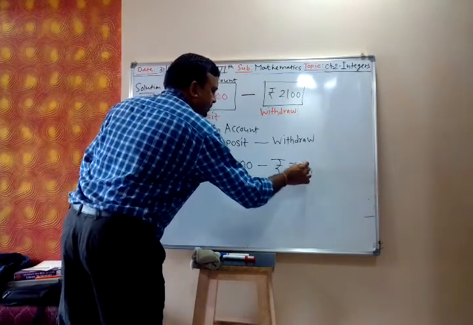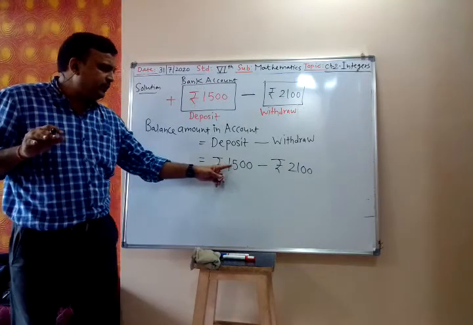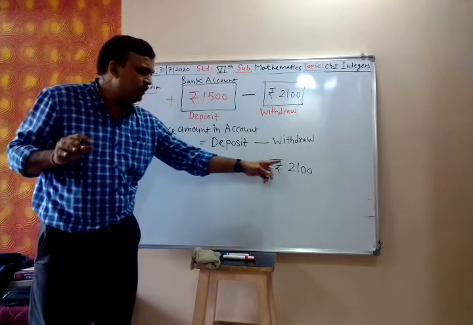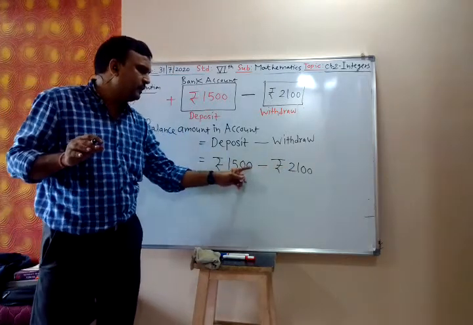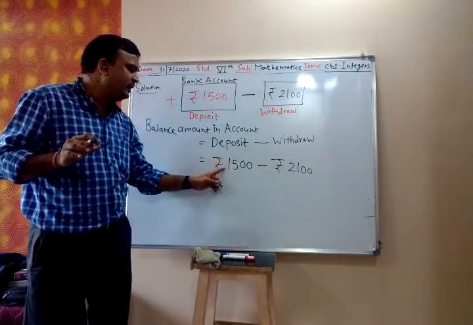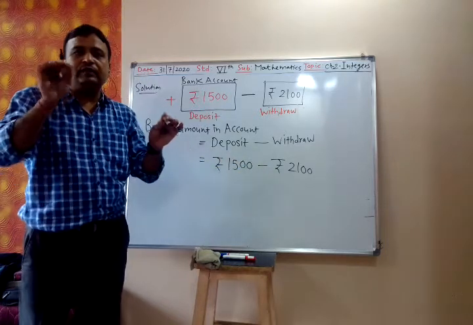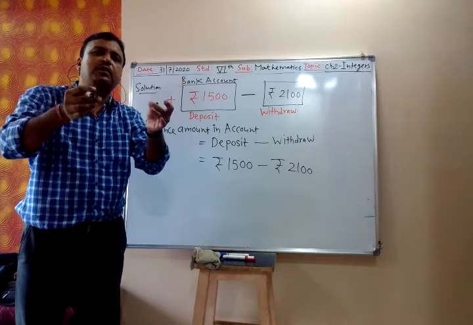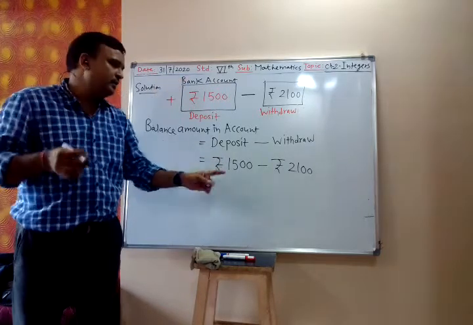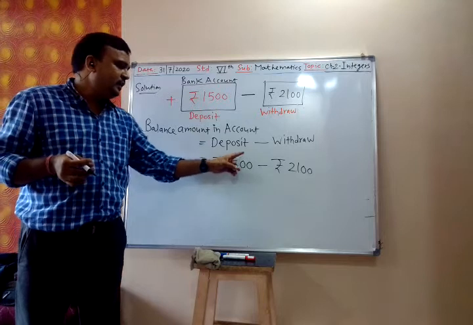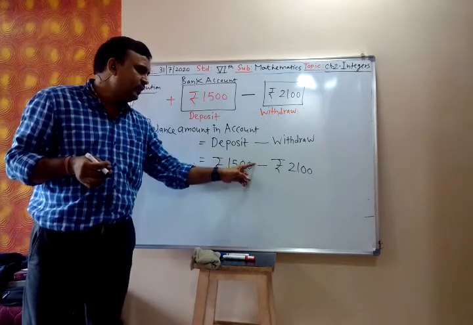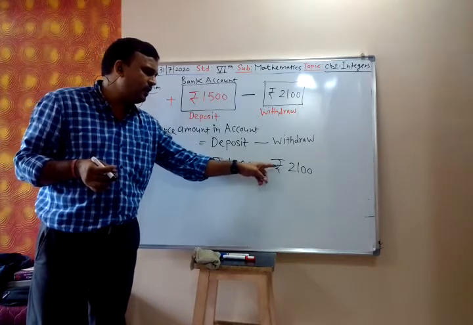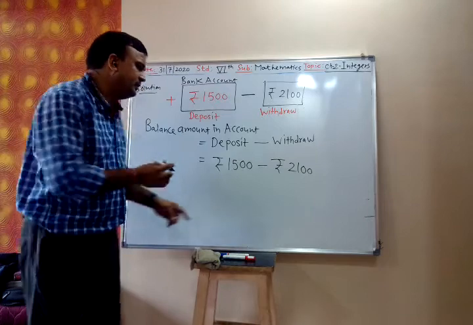Now pay attention. What is the sign of 1,500? Plus. What is the sign of 2,100? Minus. This is a plus sign and this is a minus sign. Whenever they have opposite signs, you subtract the smaller number from the bigger number and take the sign of the bigger number.